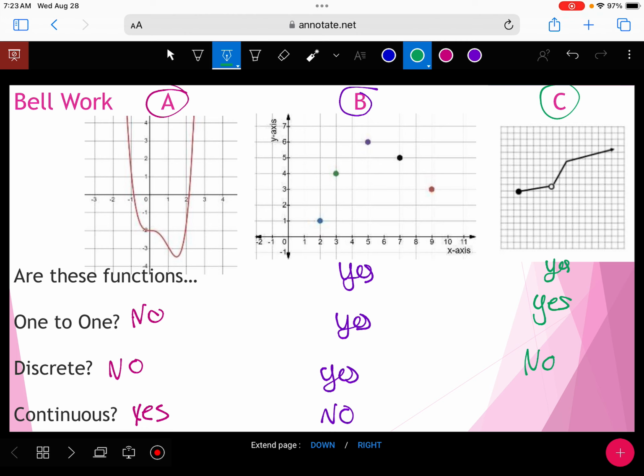It's got this open circle here. So we would have to come here and then jump over. So no, it is not continuous. It is neither discrete nor continuous.